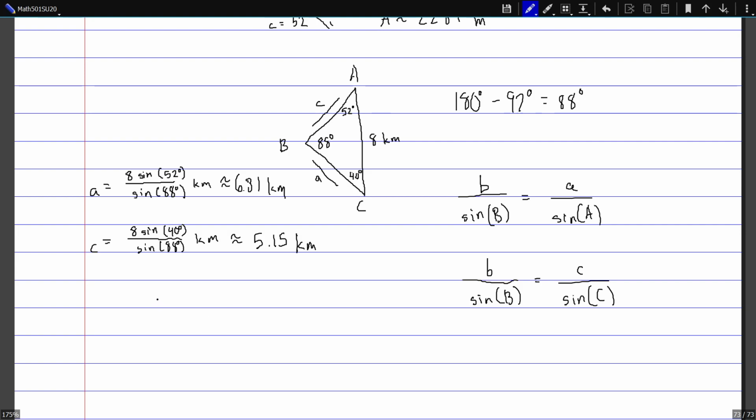The final answer here is the sum. This is going to be 6.31 plus 5.15 plus 8, or in this case, approximately 19.46 kilometers.